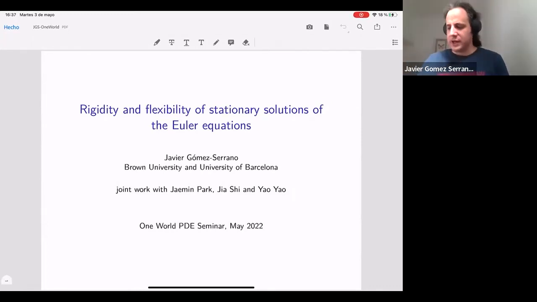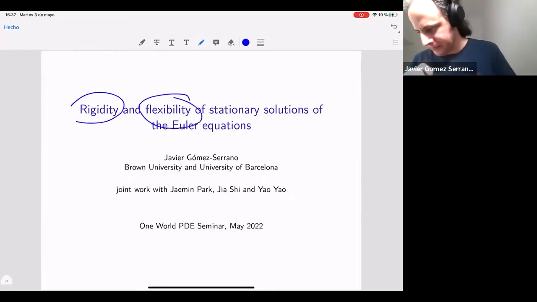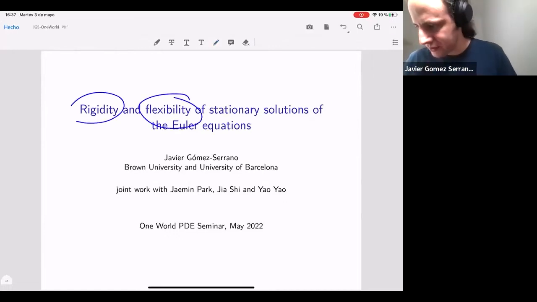So, in a rough way, today I'm going to talk about the incompressible Euler equations, and specifically about the question of rigidity and flexibility. Okay, and I will explain in a bit what I mean by that.